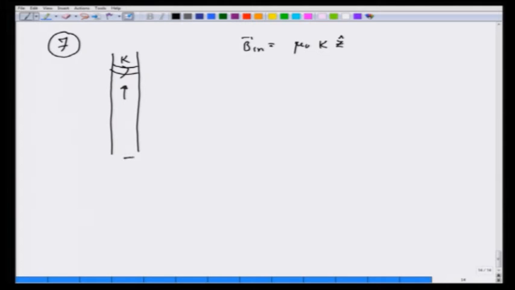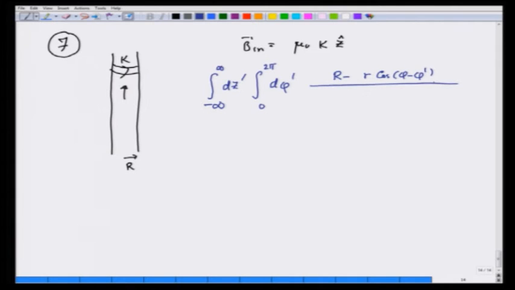If r is the radius of the solenoid, then on the basis of this fact and Biot-Savart law, we want to find the value of the integral dz prime from minus infinity to infinity, integral d phi prime from 0 to 2 pi, of r minus r cosine of phi minus phi prime, divided by z prime square plus r square minus 2 r cosine of phi minus phi prime raised to 3 by 2. There is a typographical error in the assignment that we gave.